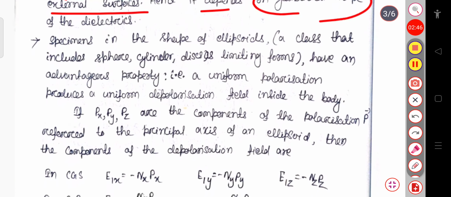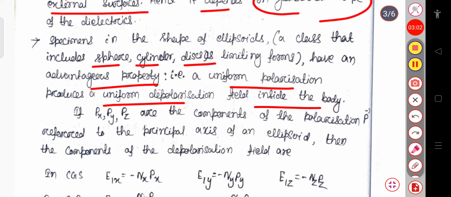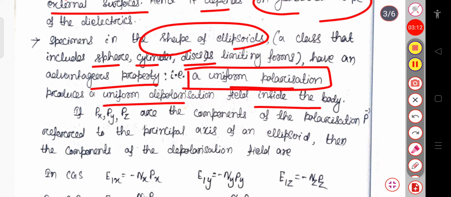A specimen in the shape of an ellipsoid, a class that includes sphere, cylinder and disc as limiting forms, has an advantageous property: a uniform polarization produces a uniform depolarization field inside the body. So the depolarization depends on the shape of the specimen. And you should remember that a uniform polarization produces a uniform depolarization field inside the body.